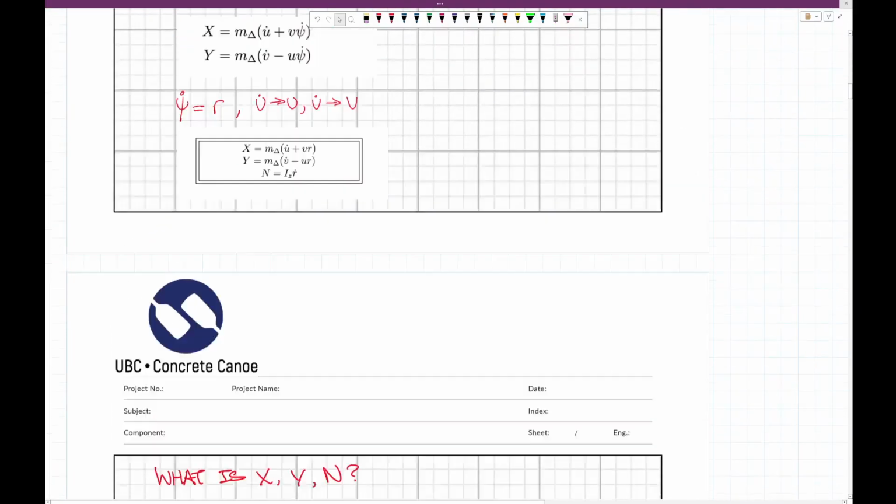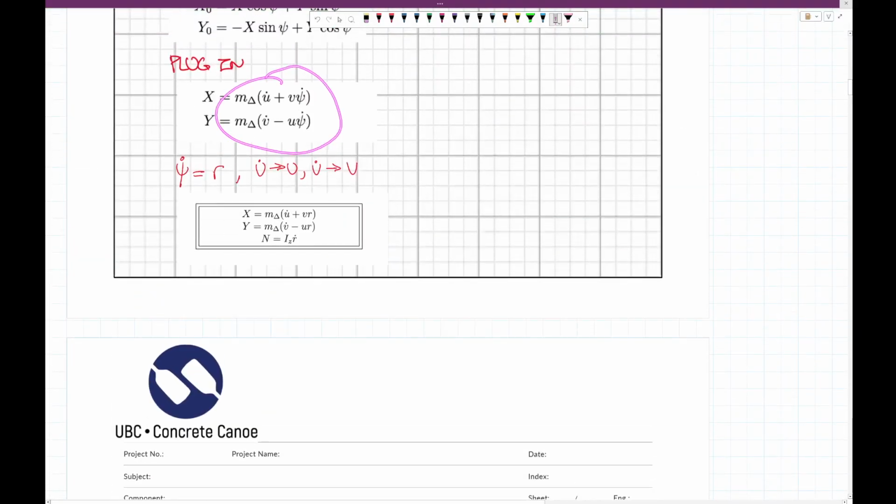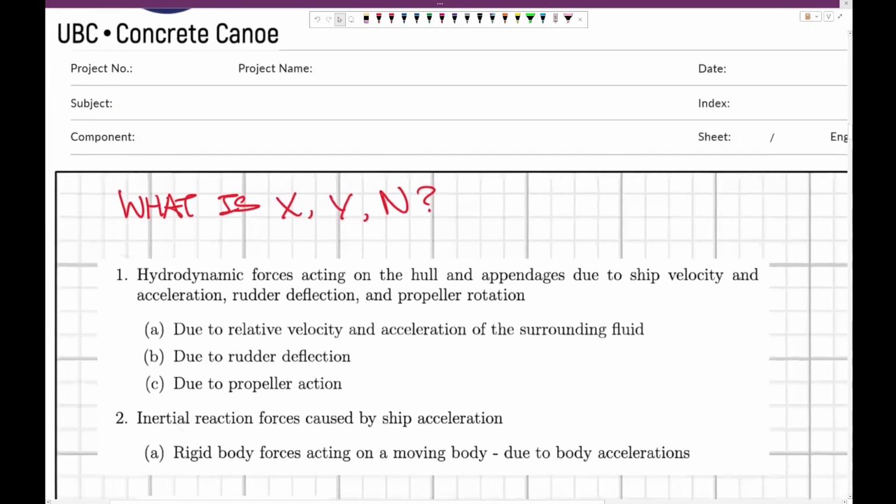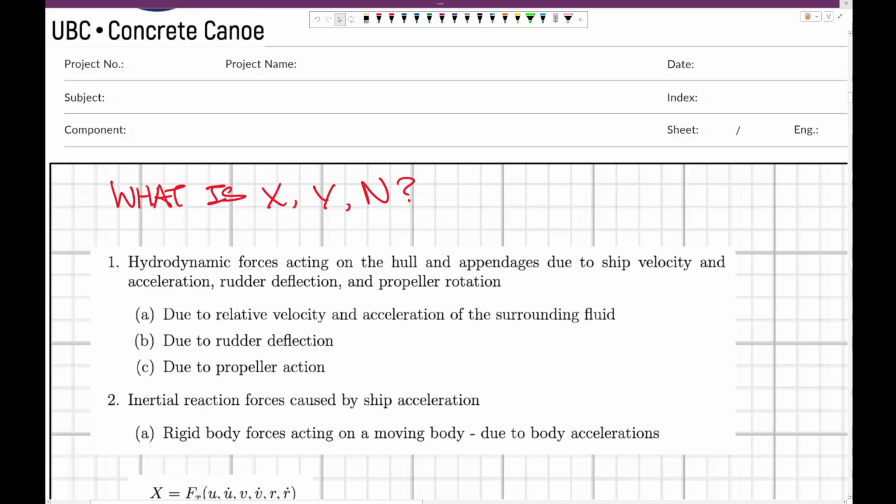Basically, we have it defined here, but obviously they are a function of a multitude of different forces, velocities, and accelerations acting on the boat. So we'll actually define what those are. We will care about two of them, but there are a multitude of other ones that are not too important. So the first is hydrodynamic forces acting on the hull and appendages due to ship velocity, acceleration, rudder deflection, and propeller rotation. For us, obviously, we don't really have propeller rotation.